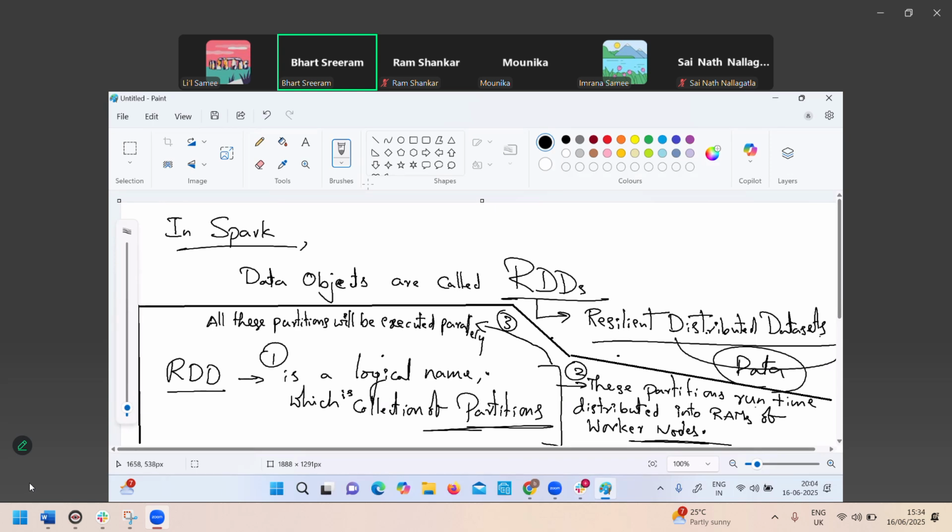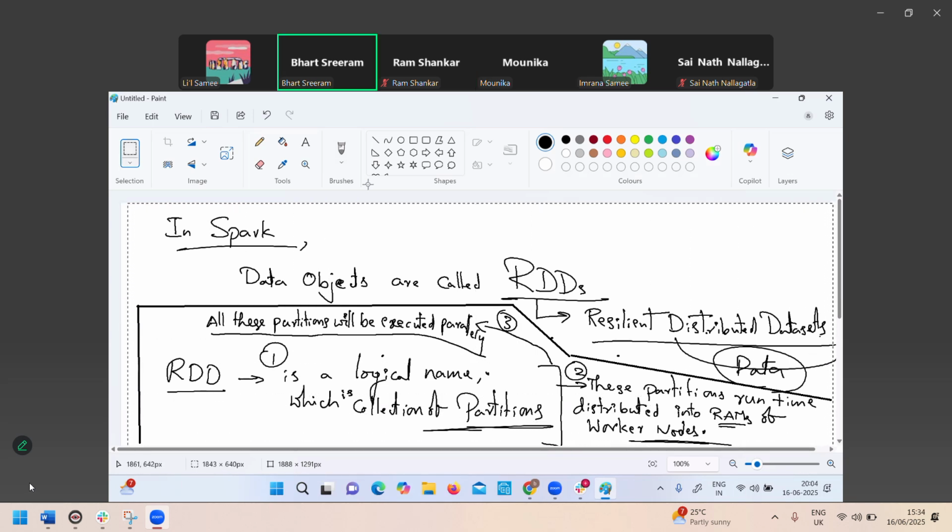Second, these partitions are distributed at runtime into RAMs. Runtime is when I submit a process, a job. These partitions are distributed into RAMs of worker nodes. Then all these worker nodes will process in parallel, and that too with the in-memory computing style. Understand? So this is a small word about RDD. More deeply, we will discuss RDDs in tomorrow's class.